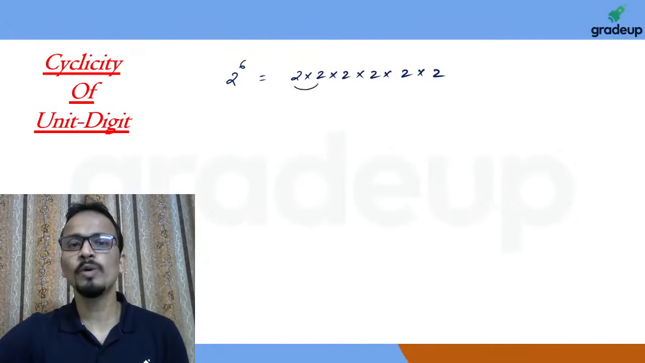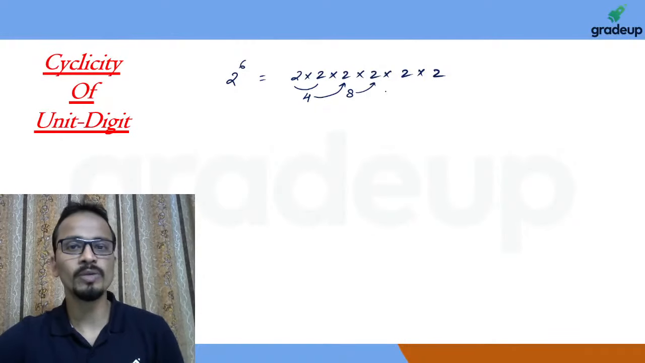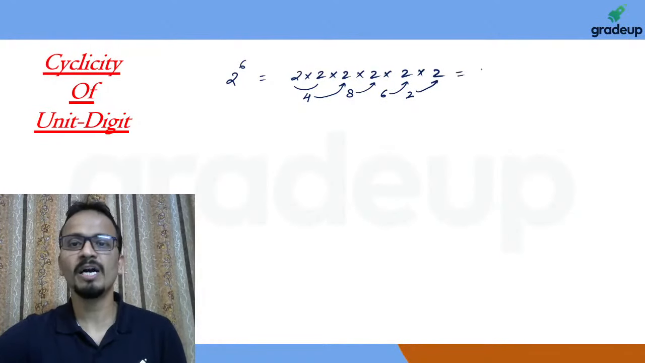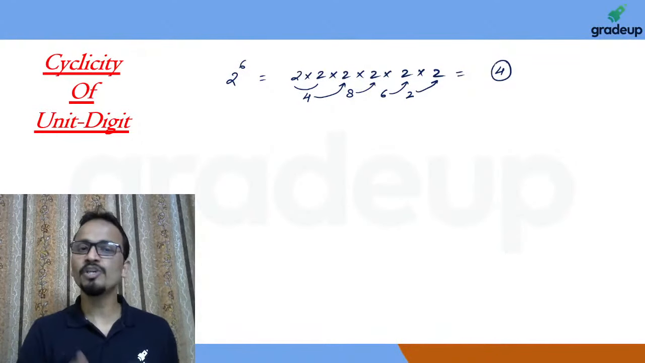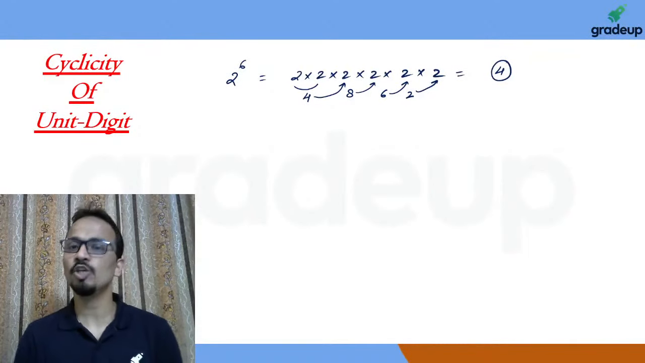If I want to find out the answer for this one, I can do this entire question manually. So 2 into 2 will give me 4. Again, 4 into 2 will give me 8. 8 into 2 will give me 16, and I'll retain the unit digit only, which is 6. Finally, 6 into 2 is 12, so 2, and then 2 into 2 will give me a 4. So finally the unit digit of 2 raised to the power 6 will be equal to 4.